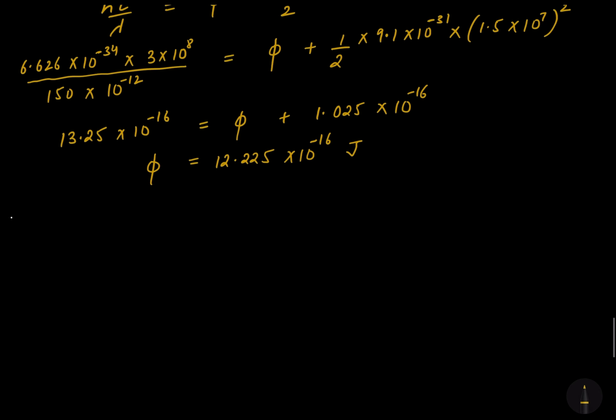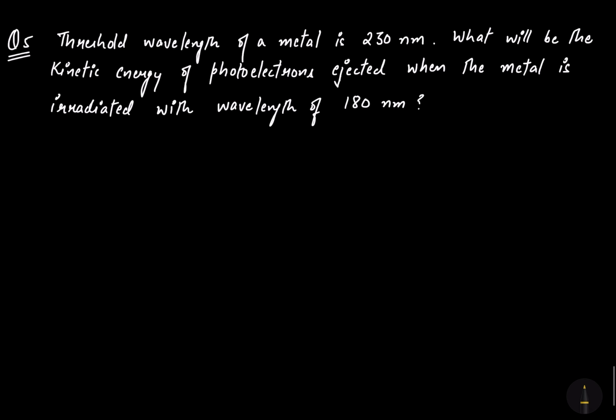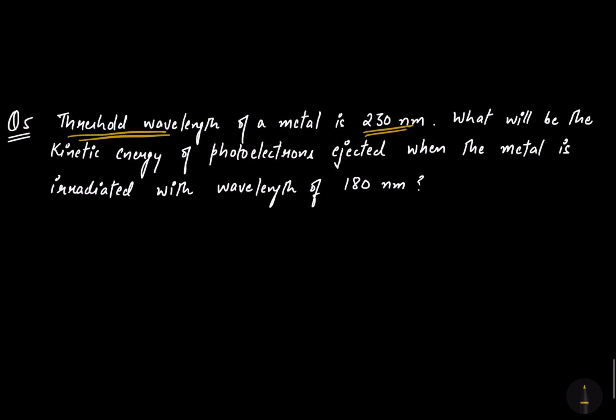Now let's move to the fifth numerical, threshold wavelength. Question number 5: The threshold wavelength of a metal is 230 nanometers. The word was threshold wavelength, that means in the question lambda naught is given. What will be the kinetic energy of photoelectrons ejected when the metal is irradiated with a wavelength of 180 nanometer? So this is the wavelength of the photon that has been used for causing the photoelectric effect.